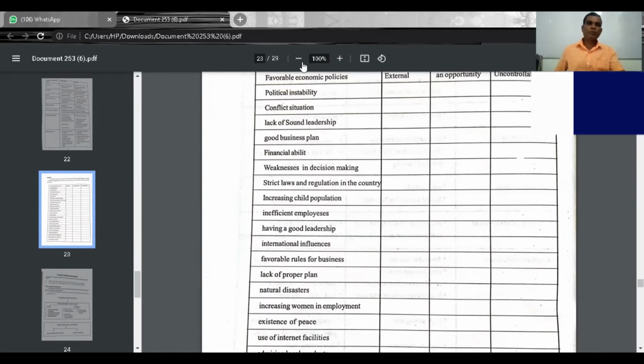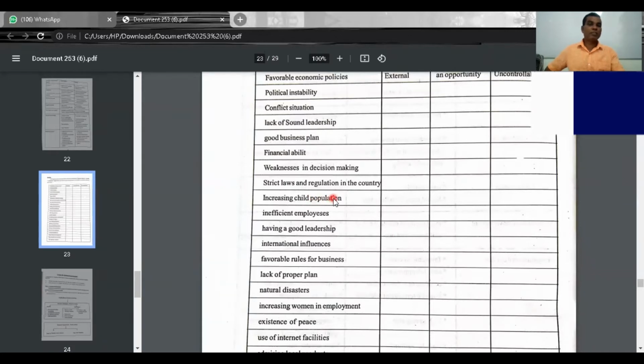Let's move on to another five. Look at that next one. Weakness in decision making. We have considered it as a weakness in decision making. That is internal, and then it is a weakness, and then controllable. It can be corrected. Next one, strict laws and regulations in the country. It is external, cannot be controlled, and it is a threat.